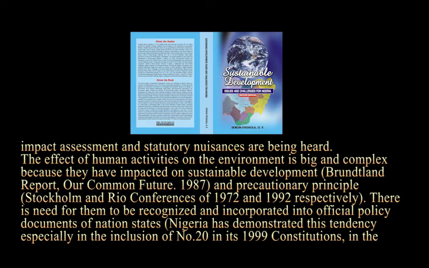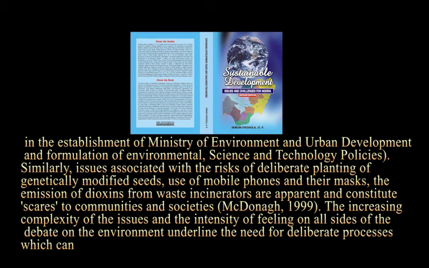Brundtland Report, Our Common Future, 1987, and Precautionary Principle, Stockholm and Rio Conferences of 1972 and 1992 respectively. There is need for them to be recognized and incorporated into official policy documents of nation-states. Nigeria has demonstrated this tendency especially in the inclusion of Section 20 in its 1999 Constitution, in the establishment of the Ministry of Environment and Urban Development and formulation of environmental, science and technology policies.